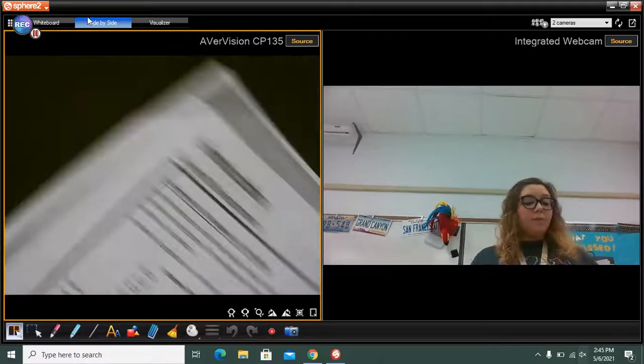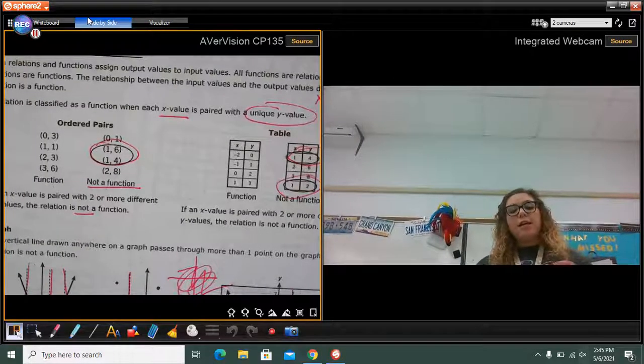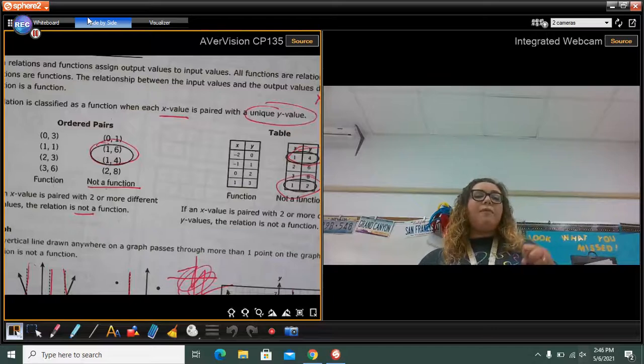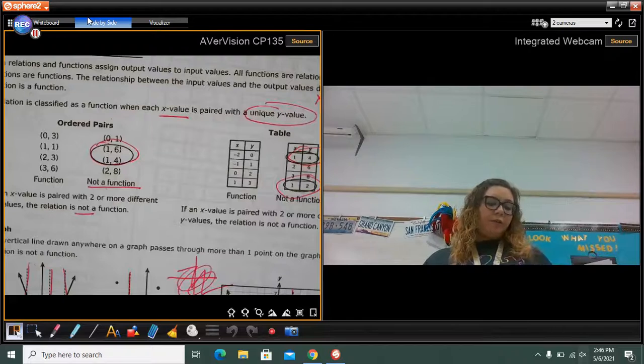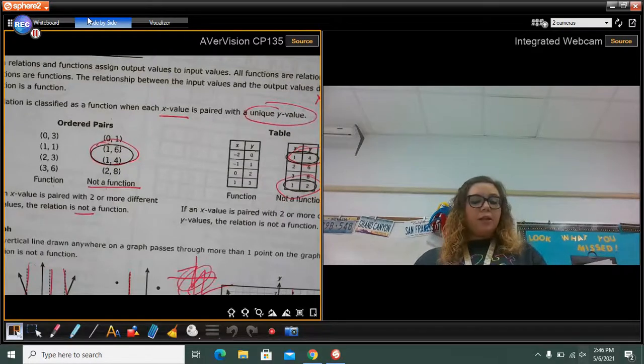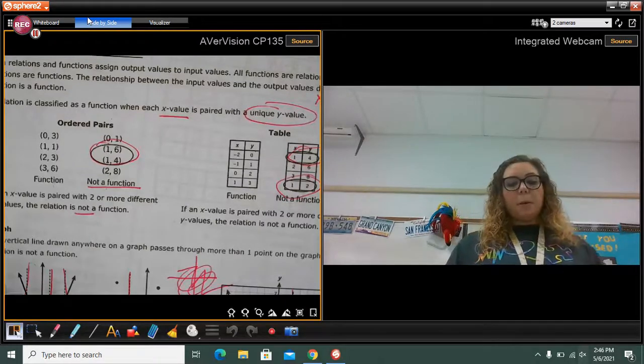You will see problems like this on the EOG, and you really need to know, if they ask you if something is a function, you're looking at the x values. If you're looking for it linear, you're going to see if it's increasing by a constant rate. If they give you a graph and you're trying to determine if it's a function, you're going to use the vertical line test. If you're seeing if it's linear, you're just seeing if it's a straight line or not.